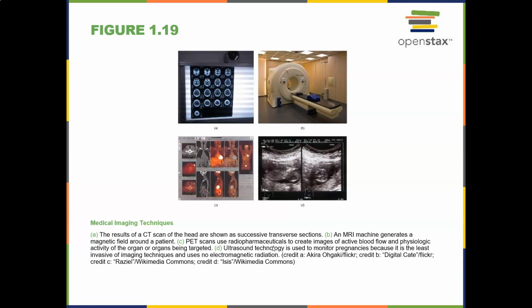PET scans use radiopharmaceuticals to create images of active blood flow and physiological activity of the organ or organs being targeted. Sometimes they can order a PET scan to search for cancer. Okay? And then ultrasound technology is used to monitor pregnancies because it is the least invasive of imaging techniques and uses no electromagnetic radiation. Okay? So it's very safe for the baby and the mother.